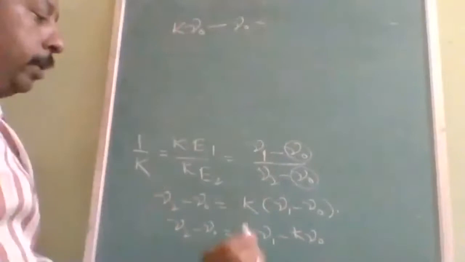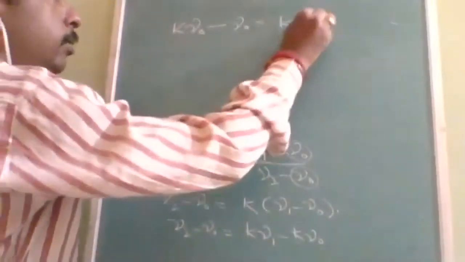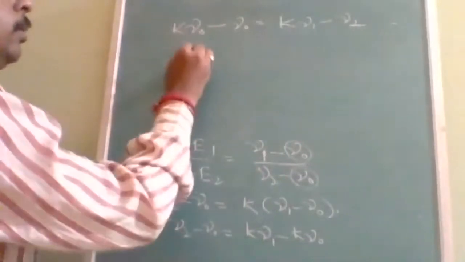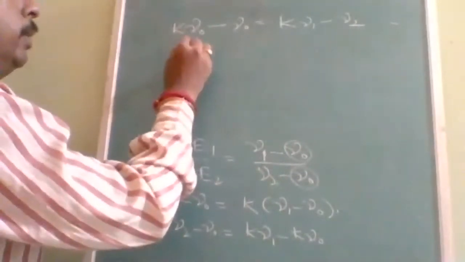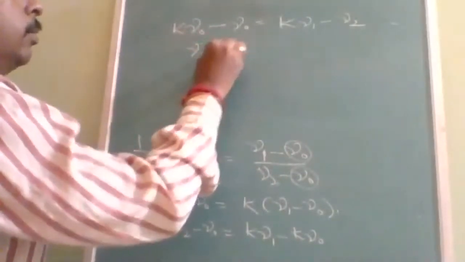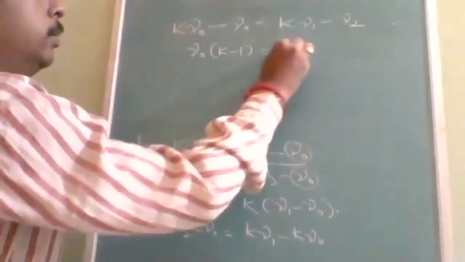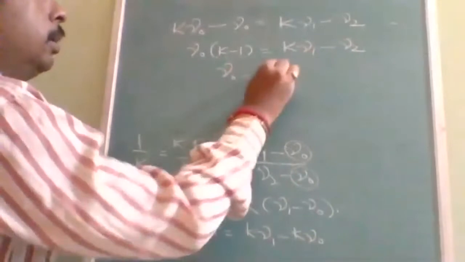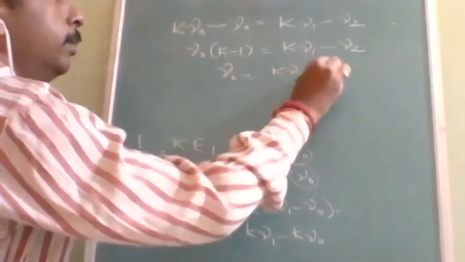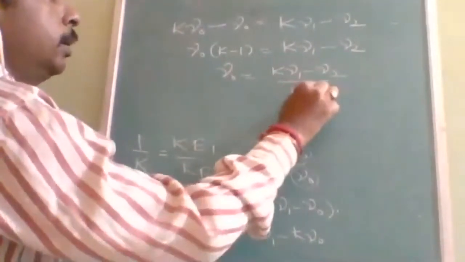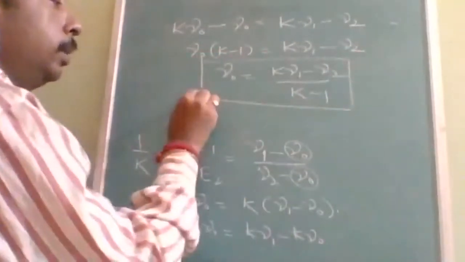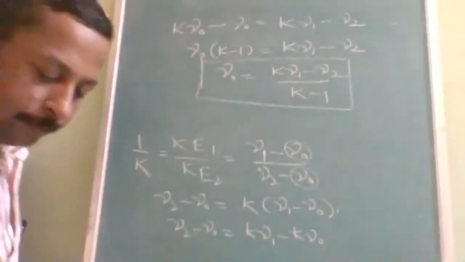minus nu naught. I will take that side. K nu 1 minus nu 2. Okay. So what I will do, nu naught, I will take it common. So K minus 1 is equal to K nu 1 minus nu 2. Nu naught is equal to (K nu 1 minus nu 2) by (K minus 1). Okay. So is there any option like this?